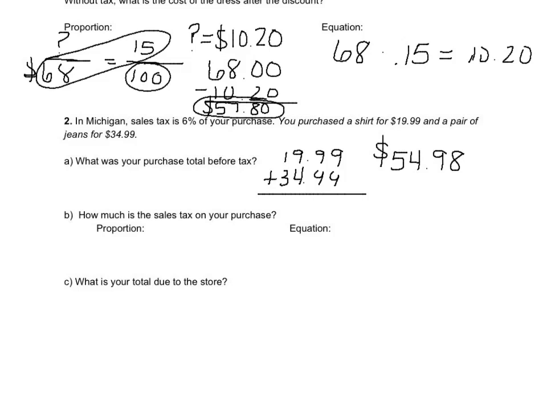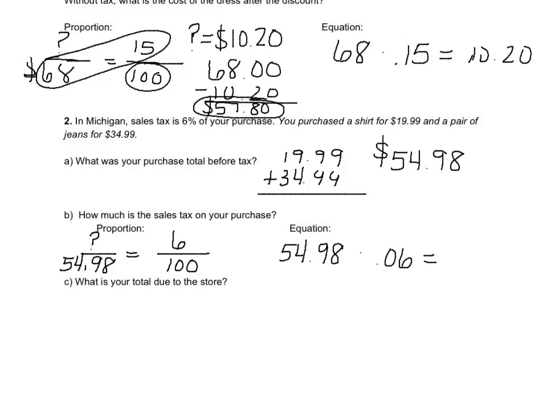This is where we start with our blank proportion. We know sales tax is 6%, and a percent is always out of 100. Right now our 100% is $54.98, and we are not sure what 6% is. We need to find that. Let me set up the equation for you, and then we'll solve. We would use the 100%, or the $54.98, and multiply that by 0.06, which is the decimal equivalent of the percent.